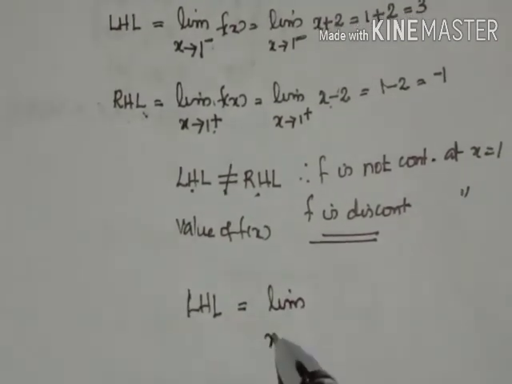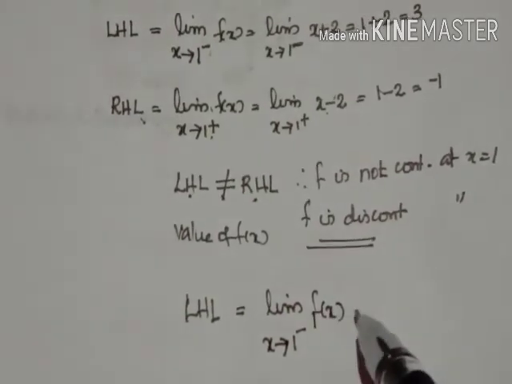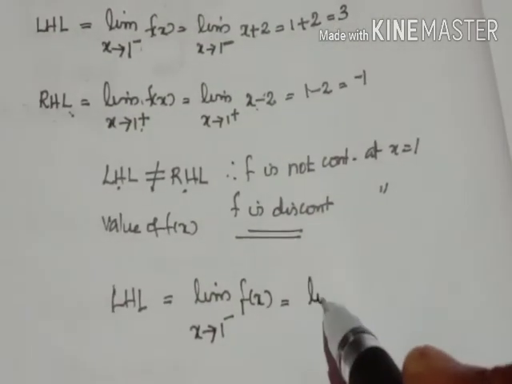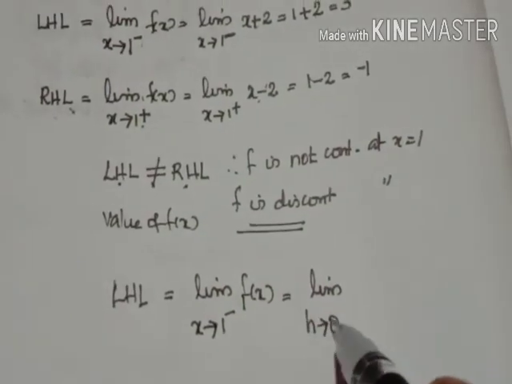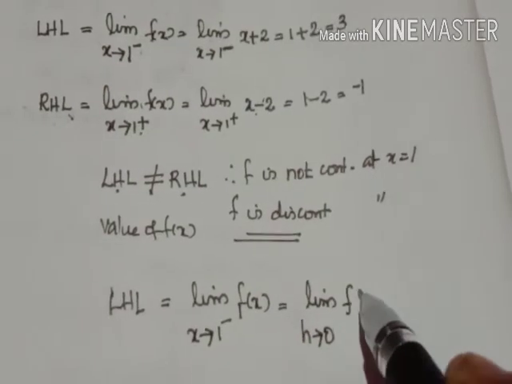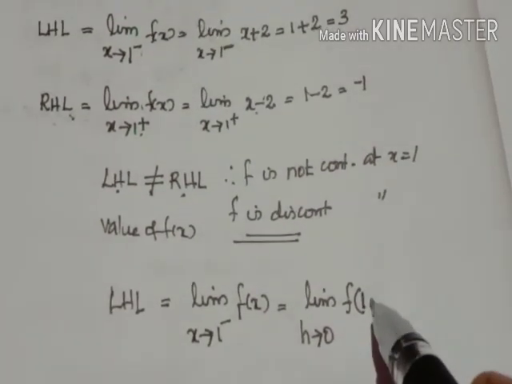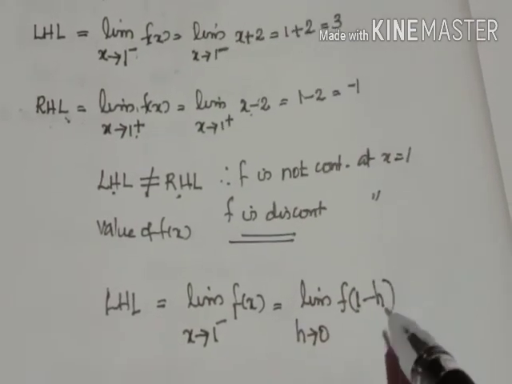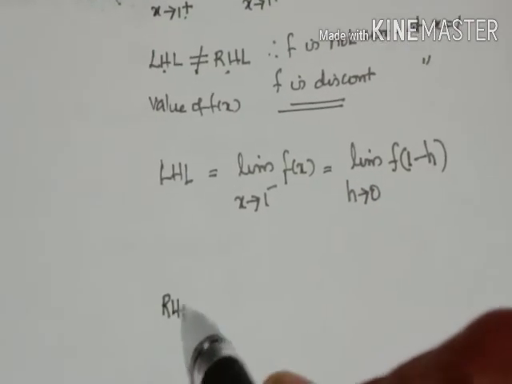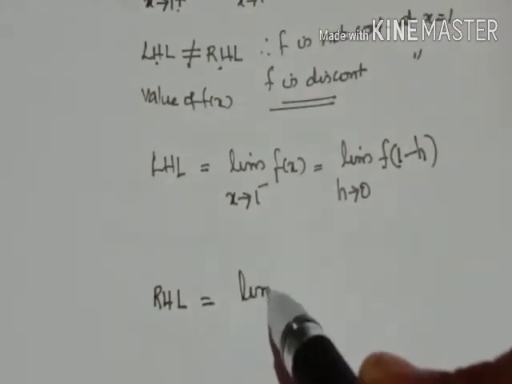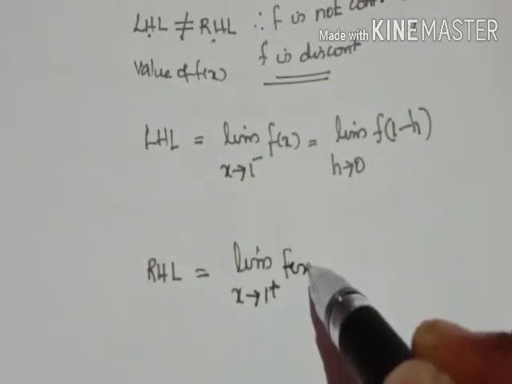Limit x tends to 1 minus f of x. Here we can rewrite this as limit h tends to 0. Look at this number, it is the left hand limit, so you have to write f of 1 minus h. At the same time, the right hand limit is limit x tends to 1 plus f of x.